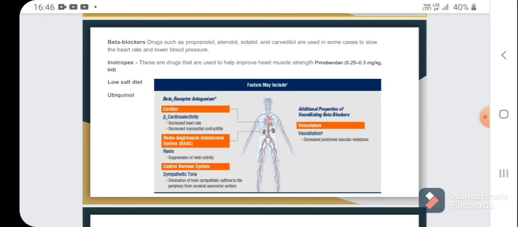There is one more drug, which is ubiquinol. It is actually a coenzyme Q10 derivative. This has also shown a very positive effect in this disease. It is actually a supplement.